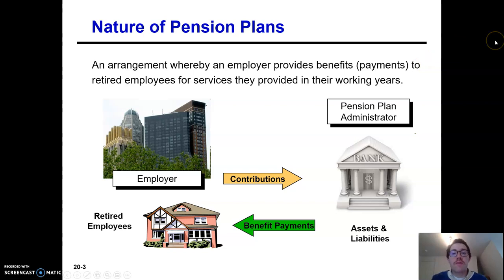So, a pension plan is an arrangement where the employer provides benefits to retired employees for services they provide in their working years. So you really have three parties. You have the corporation, the employer, you have the employees, the retired ones, and you also have the pension plan administrator. The employees usually contribute, but then the employer contributes to a pension plan, which then gives out the benefit payments to the retired employees.